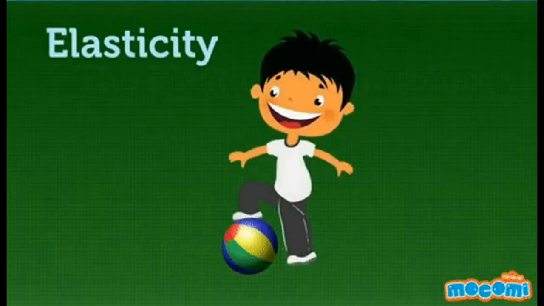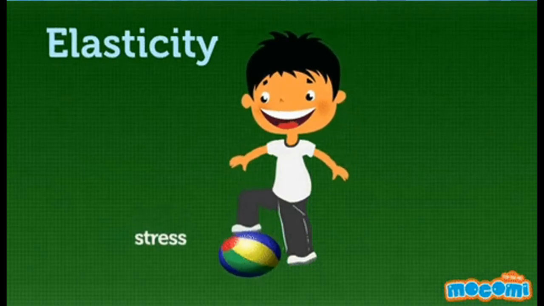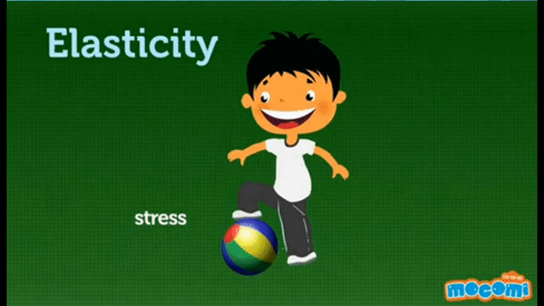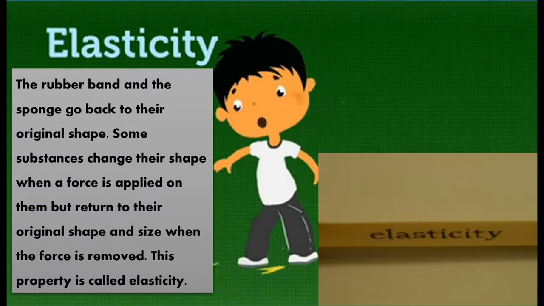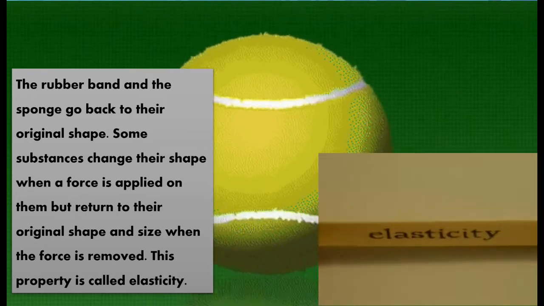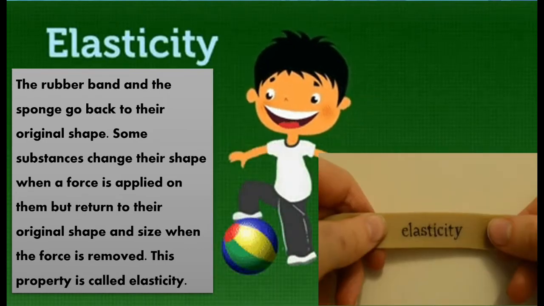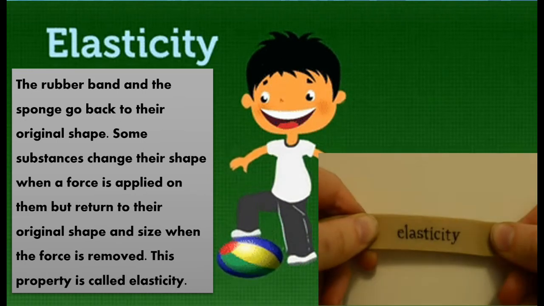Now here you see this boy is trying to push the ball with his leg, and you see that the ball compresses. Okay. Now this compression and relaxation, you also see it in rubber bands. So if you have a rubber band or a sponge, if you try to pull them or if you try to compress them, they will go back to their original shape, right?